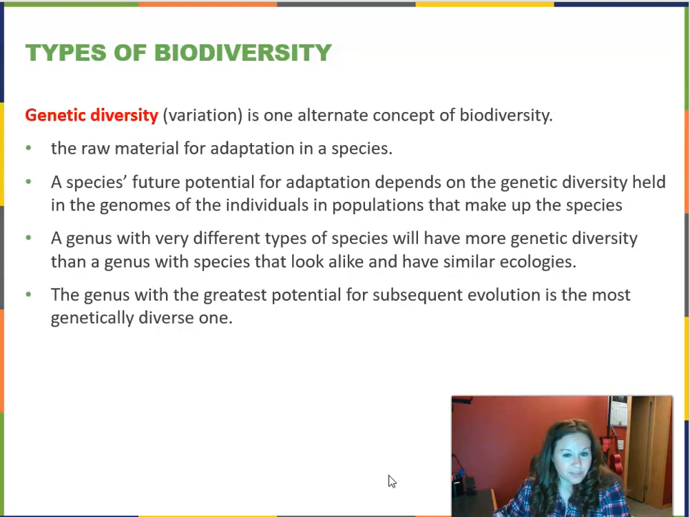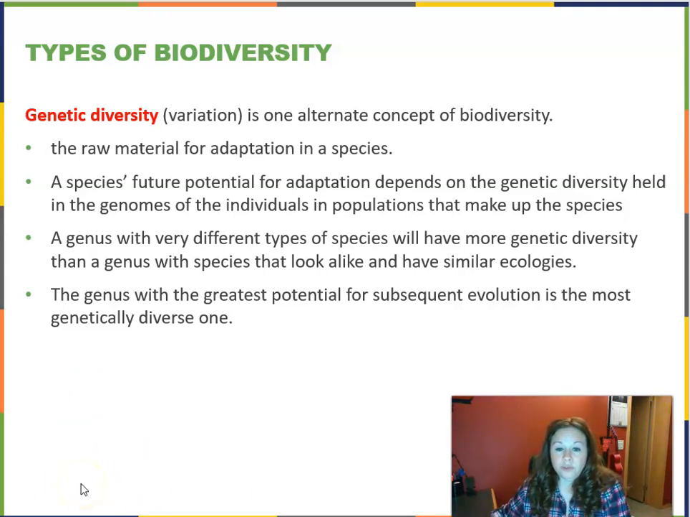Genetic diversity. Some scientists consider genetics when considering biodiversity, and genetic diversity is variation in genes. So this is one alternate concept of biodiversity, thinking about how many different genes are in the gene pool of a species. This is the raw material for adaptations in a species.